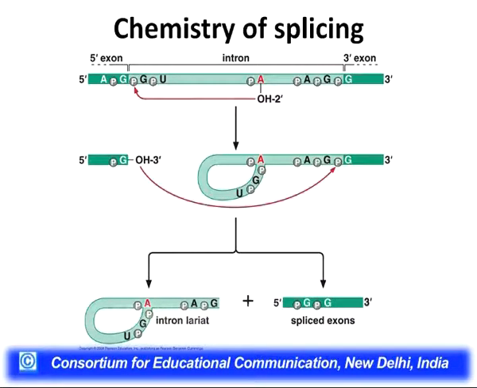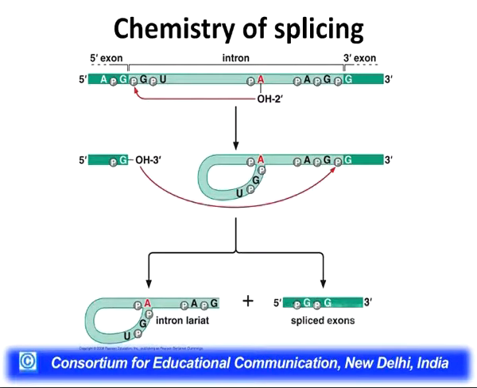This 3' OH group makes an attack again at the intronic exonic boundary, the linkage between the two nucleotides, and the two exons which are represented by black solid lines are spliced together, whereas the intron comes out in the form of a lariat. Lariat is basically a noose or lasso like structure, and this particular intron is then degraded. So, this particular reaction does not require any energy consumption. There is no consumption of ATP.